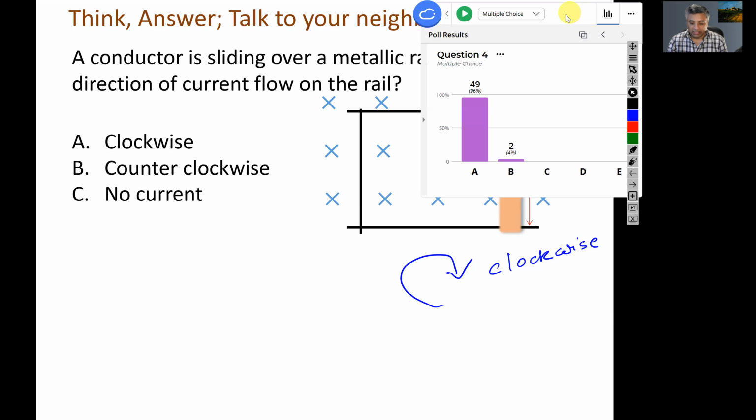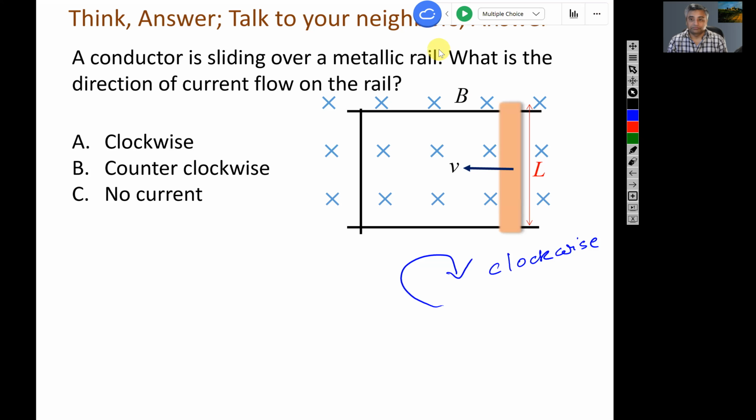Oh, mostly A. Better that be correct. Am I right? Why? So where are the positive and negative charges on the conductor because of that v and B? Yes, I said positives would be at the bottom and negatives would be towards the top.